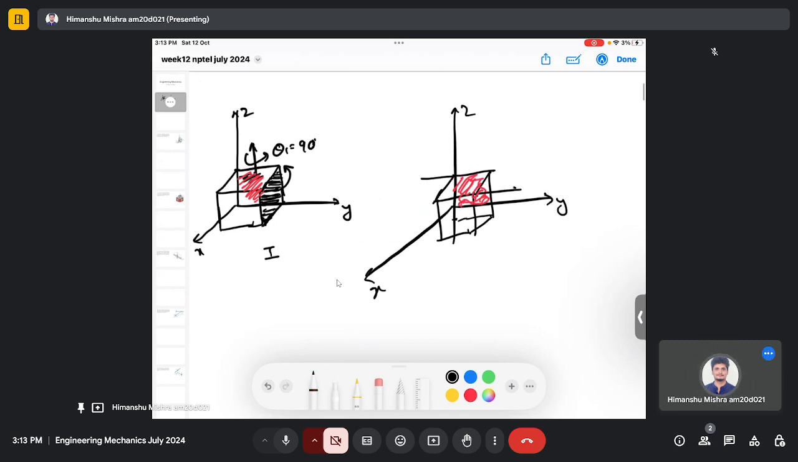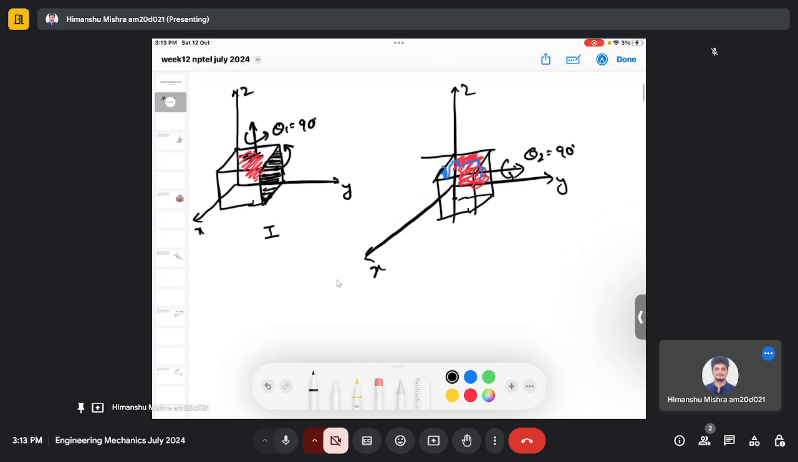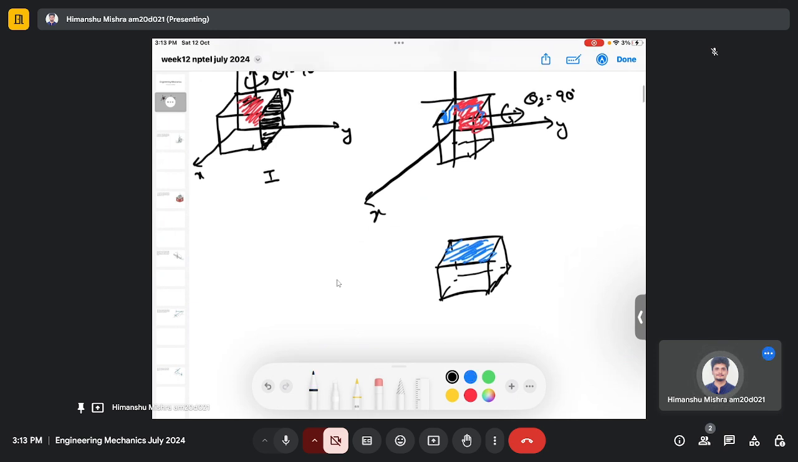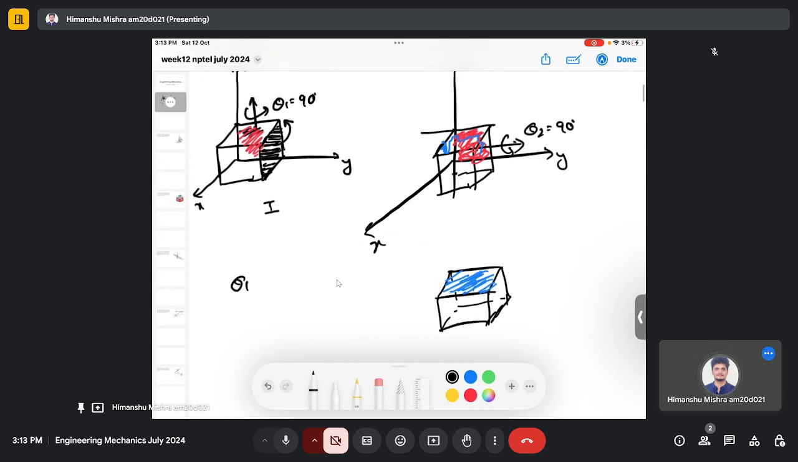Then you rotate this body about the y-axis by 90 degrees, and you can see that this shaded part which is here has moved to the upper part. So you will get the box having the shaded part here. It's easy to visualize. So basically what we have done: first we applied theta 1 rotation about the z-axis, then we applied theta 2 rotation about the y-axis.